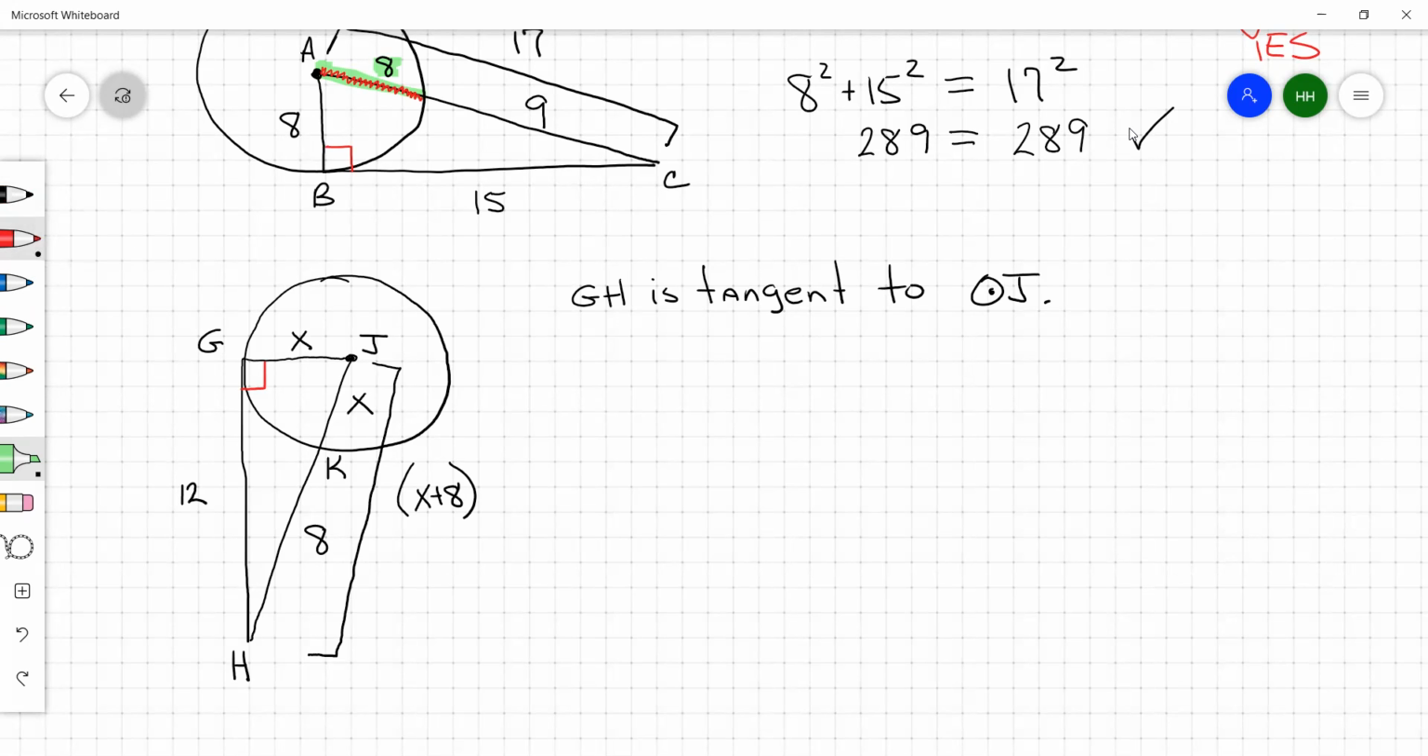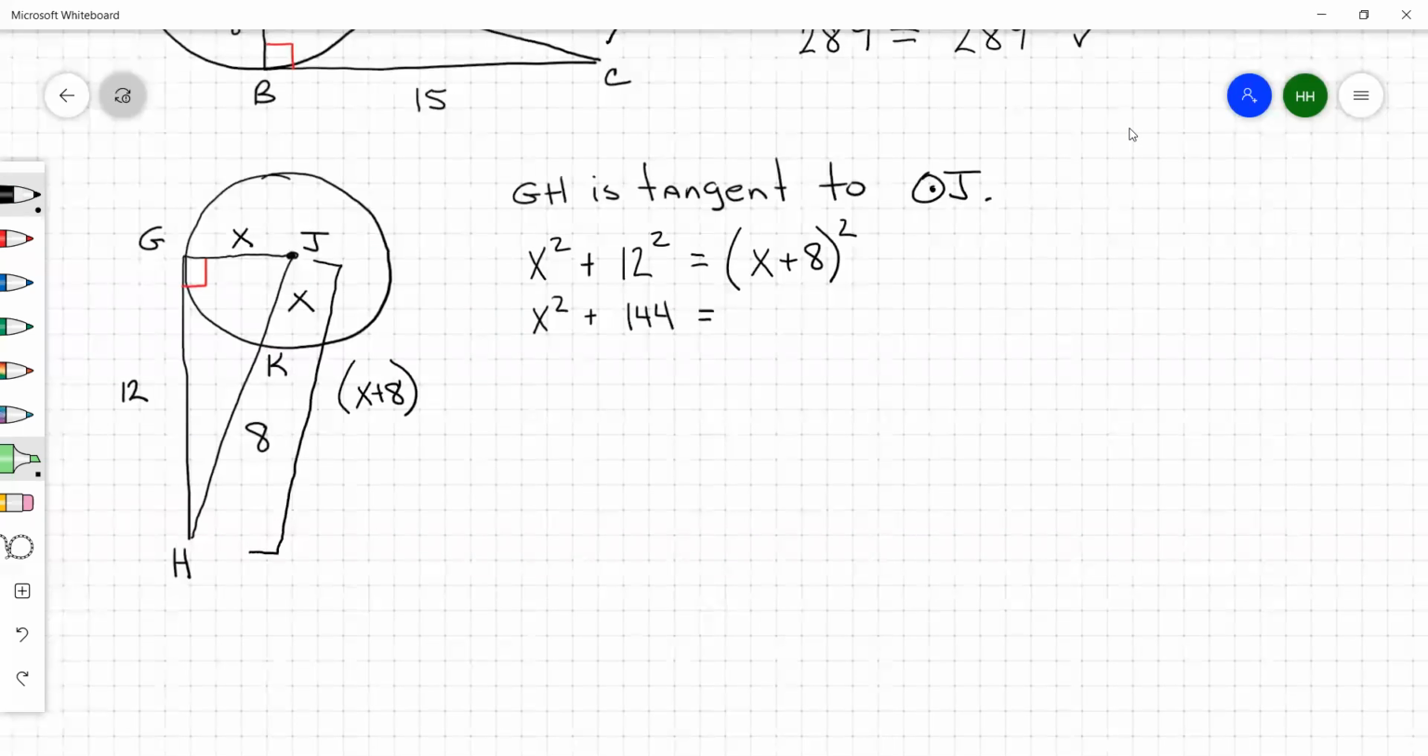So here's your Pythagorean theorem. This leg right here, G to J, is x squared plus the other leg of this right triangle is G to H, which is 12. So x squared plus 12 squared equals the hypotenuse squared. Well, here's your hypotenuse squared: x plus 8 squared. So what we get on the left-hand side is x squared plus 144 equals x plus 8 squared.